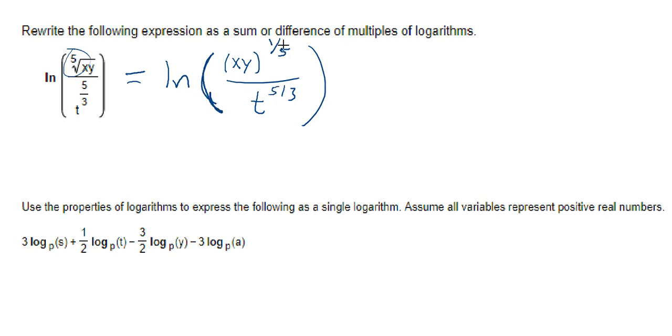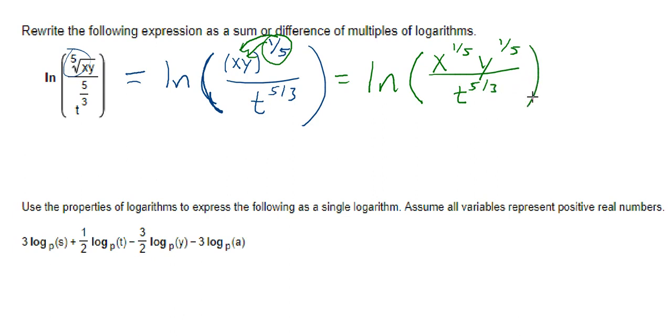All right. Now this exponent applies to both the x and the y. So what we can do is distribute it or apply it to each factor separately. So we'll have natural log of x to the 1/5 power, y to the 1/5 power over t to the 5/3 power. All right. So that's just getting things set up for us to be able to apply the rules that we're learning from this section.